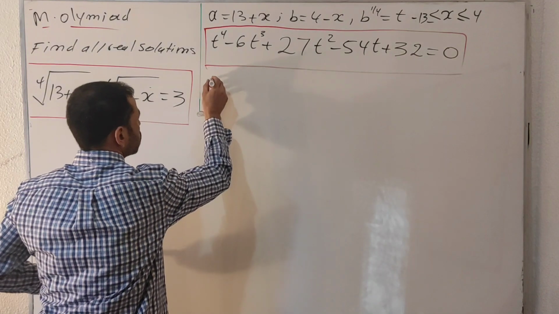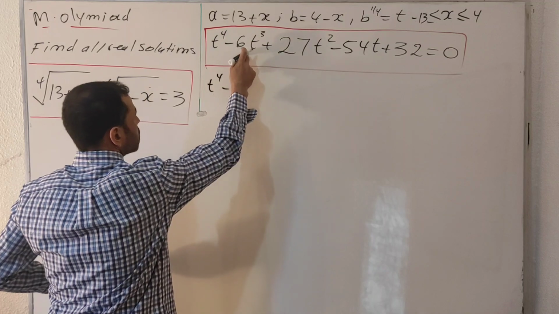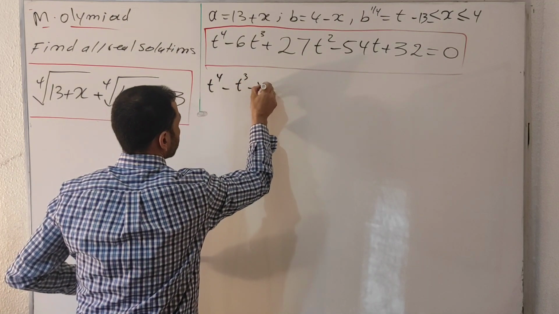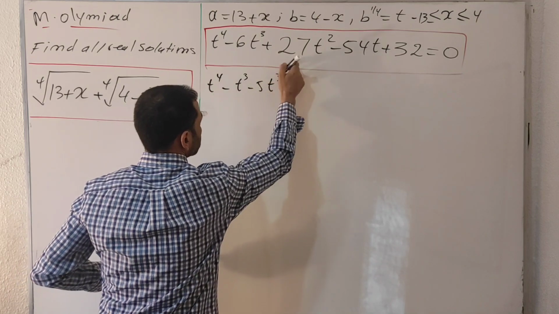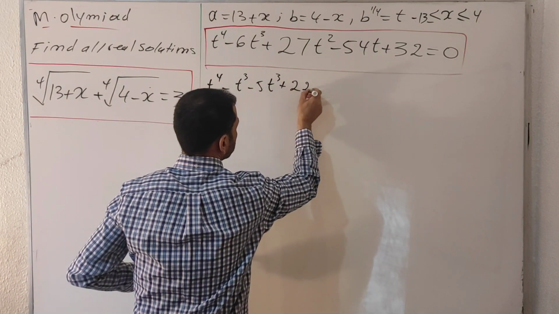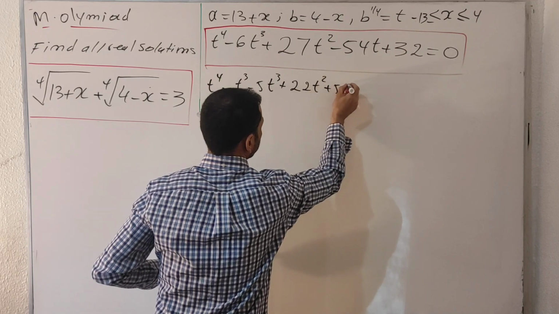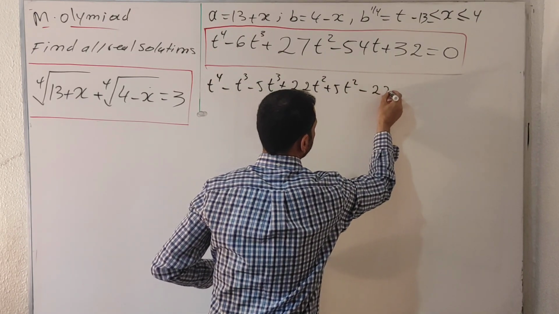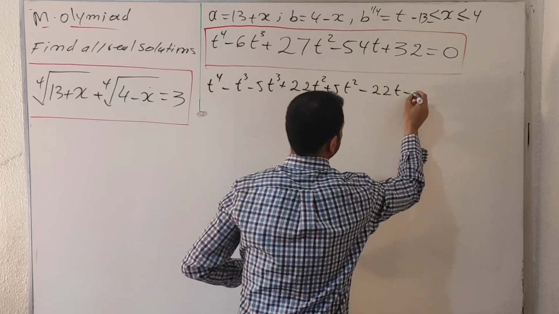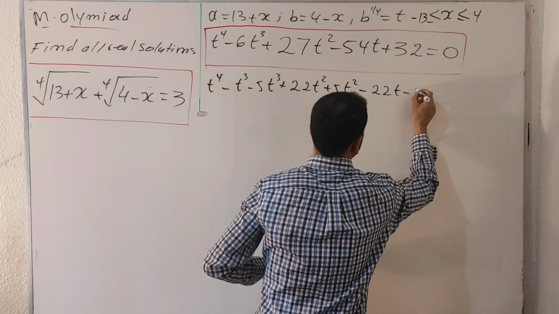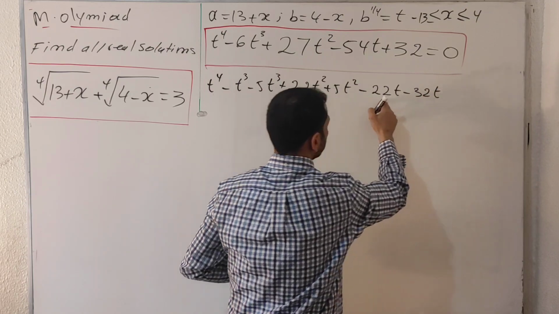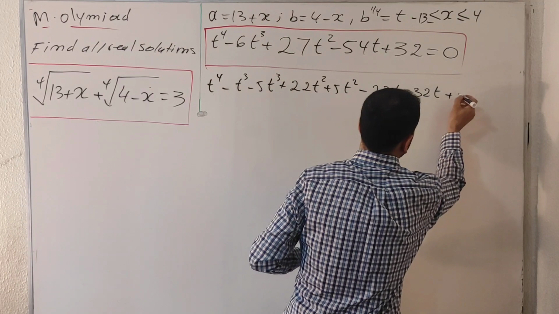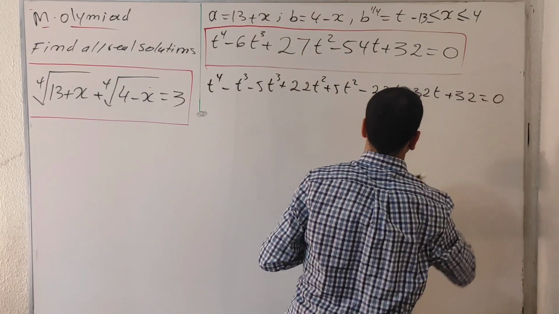So now I will have t to the fourth minus 6 t cubed becomes minus t cubed minus 5 t cubed. This 27 becomes 22 t squared plus 5 t squared. Minus 54 is the same as minus 22 t minus 32. 32 plus 22 is given as 54. Okay, plus this 32 equals 0.